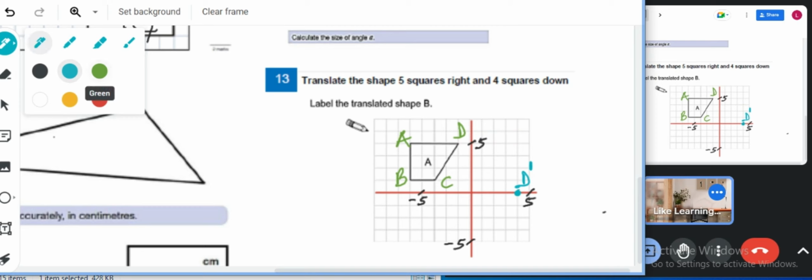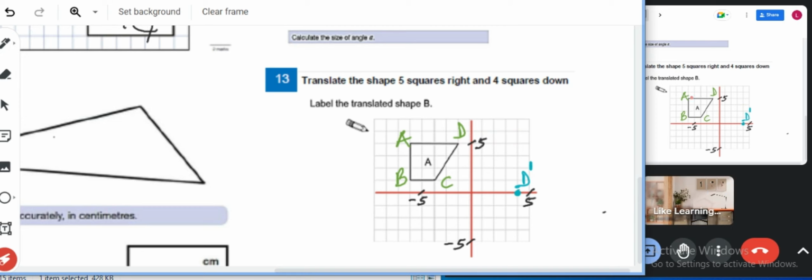Do you agree? A is 5 to the right. 1, 2, 3, 4, 5, and then 4 down. 1, 2, 3, 4. This will be the new position of A. So what we call A prime. This will now be A prime.